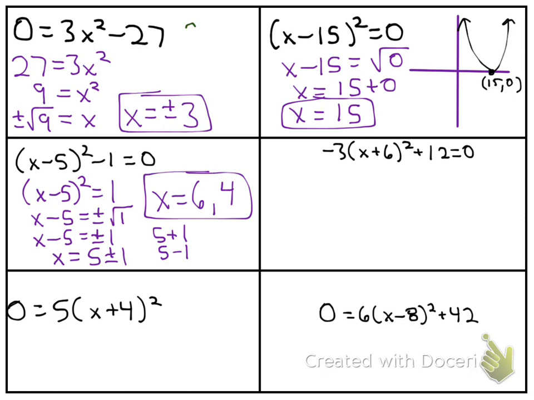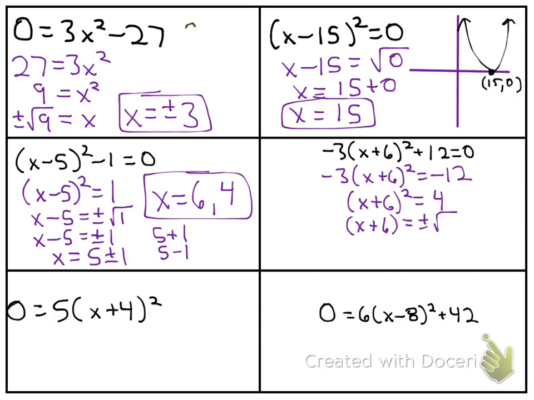Next problem has some more parts to it. Remember, we're kind of reversing the order of operations. We're going to add or subtract first. So that's the 12. Now we're going to divide by negative 3, which negative 12 divided by negative 3 is a positive 4. We take the square root of both sides, which gives me plus or minus the square root of 4, or x plus 6 equals plus or minus 2.